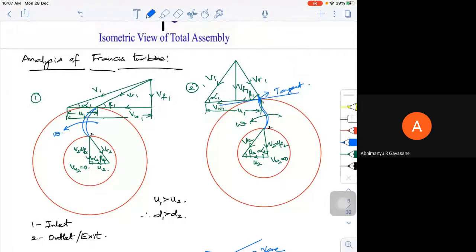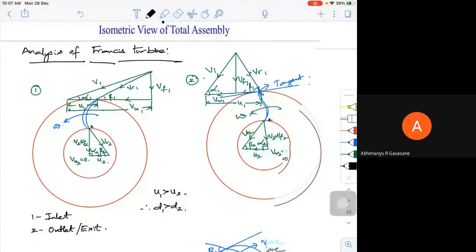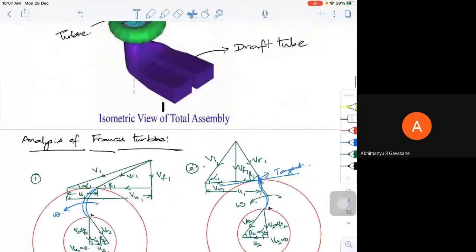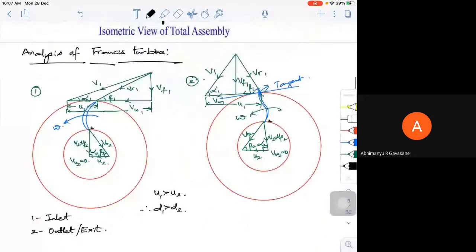And your beta 1. So your VR1 is always, for a shockless entry or shockless flow, meaning there should be attached flow with respect to the blade. Is that clear? I have written something like this, but that doesn't mean that your VR1 is not attached. VR1 should be a tangent. I may have this kind of blade or some kind of twisted blade, so I have written both. Is that clear? Shall we proceed?